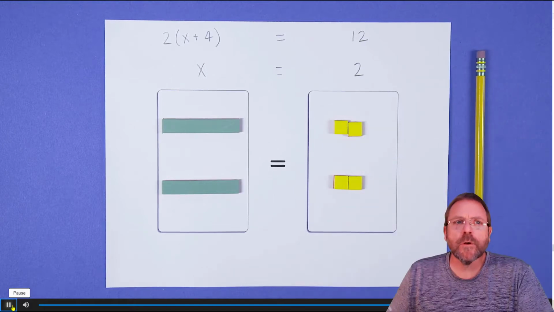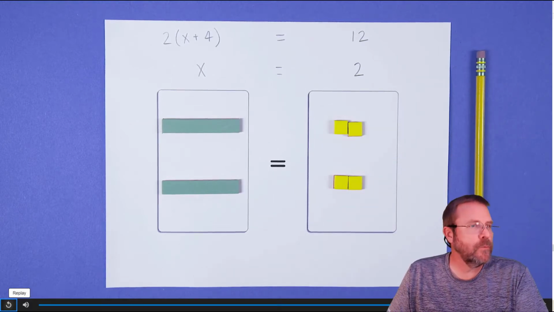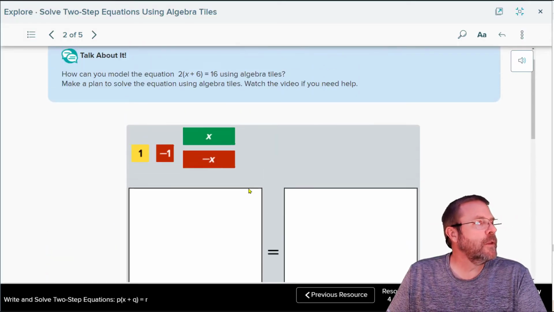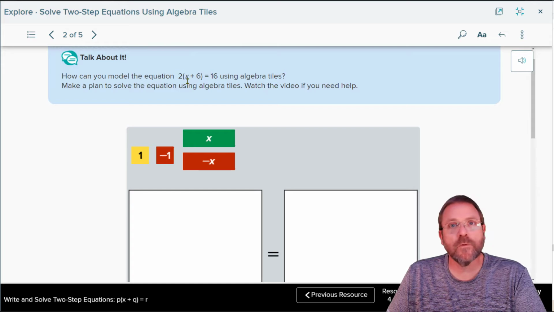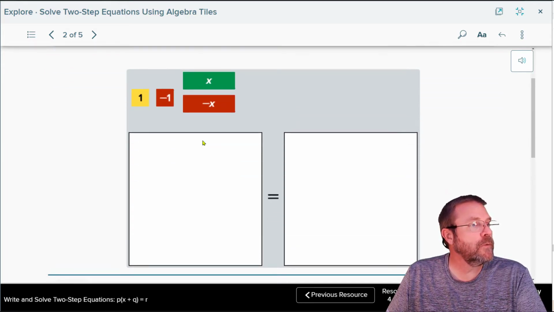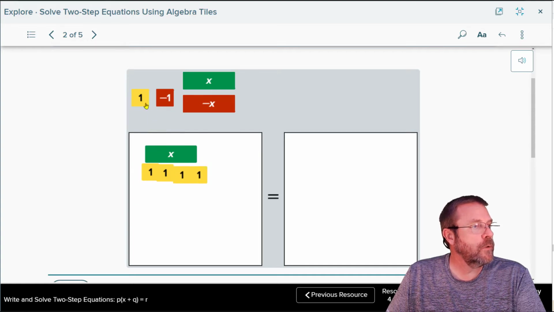Well, that was pretty simple. I think we can handle some of those, so let's get out of this screen and go back and do the one they gave us. The problem is 2 times the sum of x and 6 is equal to 16. Going to have to drag a lot of things down, so we got 2 groups of x and 6, so that's 1, 2, 3, 4, 5, 6, and then again a second group of x and 6.